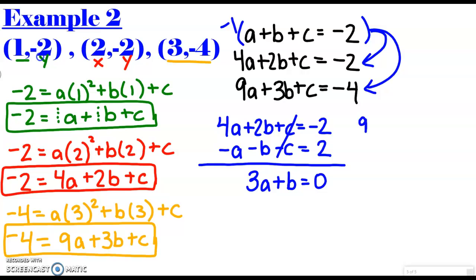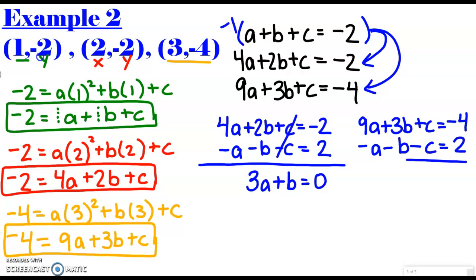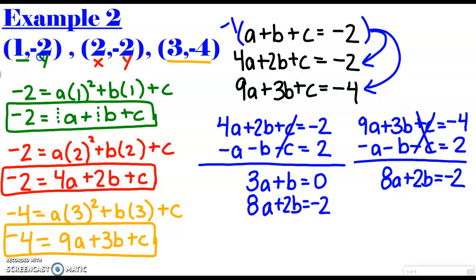So now third equation, 9a plus 3b plus c equals negative 4. And again, this is just one way to do this. There are many ways. You can solve that system however you want. Multiplying the first one again by negative 1 is still negative a minus b minus c equals 2. So c's are gone again, and I have 8a plus 2b equals negative 2. So now I can create my system of two equations with two variables here. So I have 3a plus b equals 0 and 8a plus 2b equals negative 2.